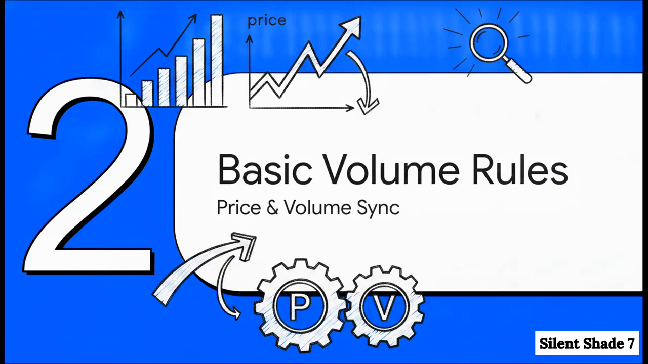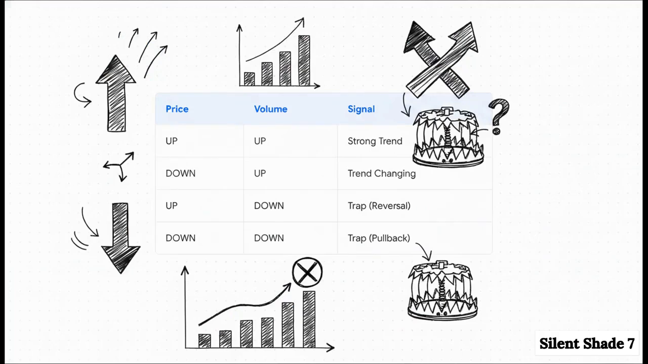Moving right along to part two, decoding basic volume rules. Let's talk about the price and volume relationship. Before we unleash our secret weapon, we've got to quickly relearn how price and volume actually interact. So, the most crucial point is right here on this cheat sheet. Seriously, you're going to want to remember this. If the price is moving up and volume is moving up right along with it, you've got a strong bullish trend. Simple, right? But watch out for the traps.